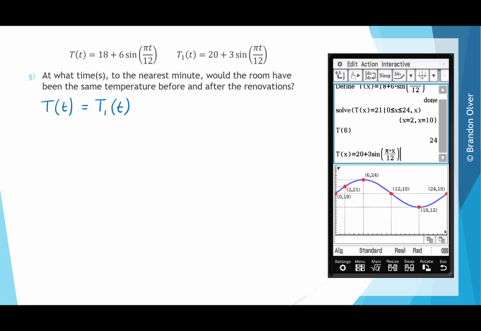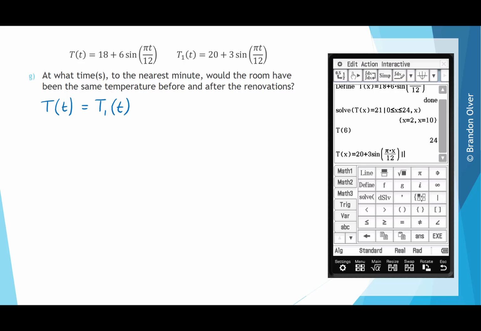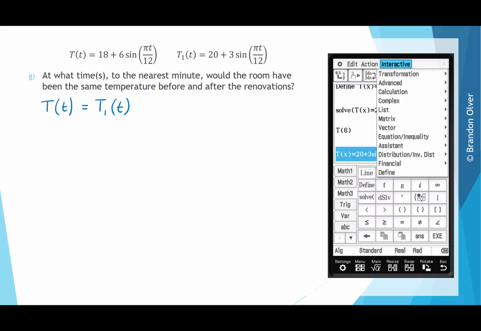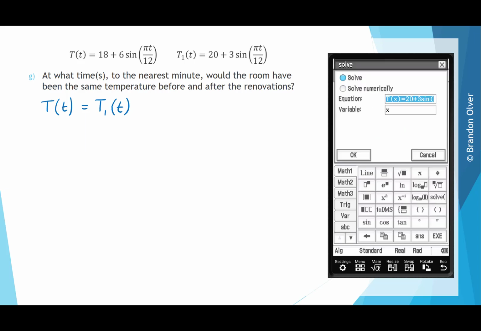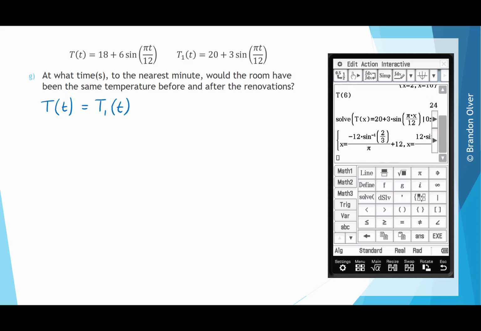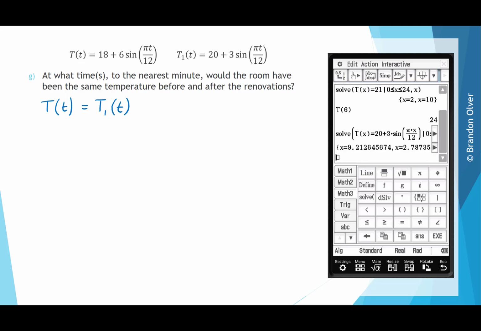Once again, when we're solving this, it's probably best to restrict the domain. So we use the straight up and down line in Math 3 and tell it to solve between x is 0 and x is 24, both included. Highlighting that and going interactive, equation inequality, solve for x will give us two values when the room's temperature is the same. Now they're quite difficult numbers to look at, so we're going to turn them into a decimal, and it gives us x is equal to 9.21 and x is equal to 2.787.